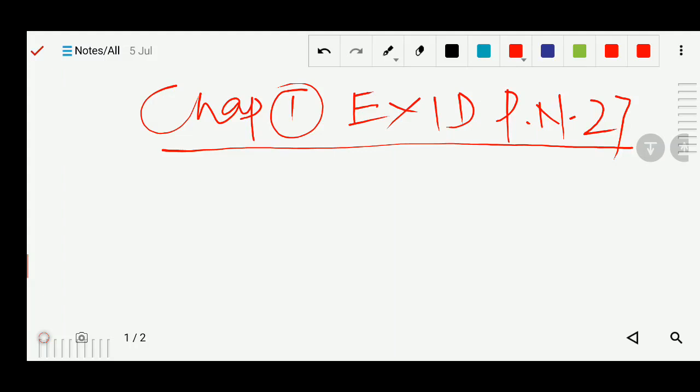Today we will discuss some questions from the different exercises. So the first question we will solve now is from chapter 1, exercise 1D, page number 26, question number 17. You can see a shopkeeper had 12 lakhs with him.